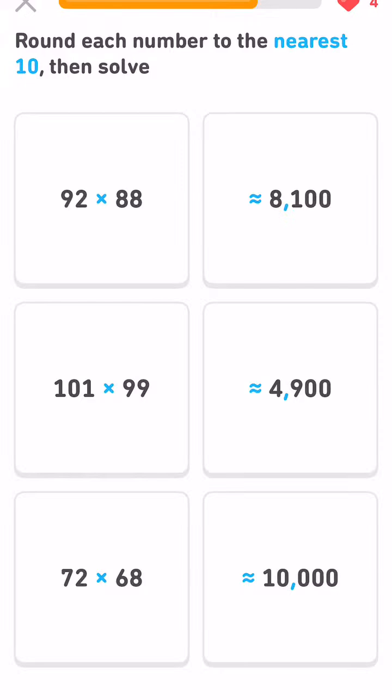Okay, so to the nearest 10 and solve. So we have 90 times, I'm going to say 90 times 90. So that's 8,100.